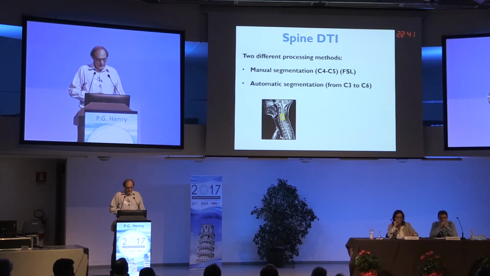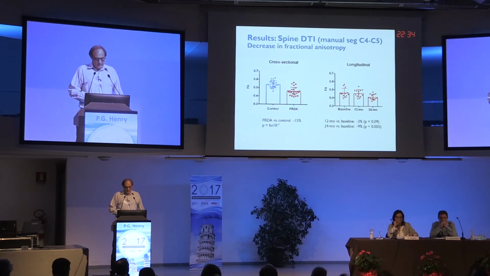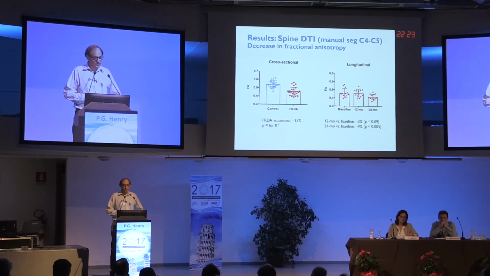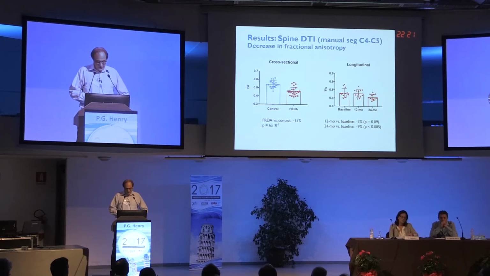Now I'm going to move to spine DTI. For spine DTI, we use two different processing methods, one manual, one automatic. These are the results for manual segmentation at C4, C5. We saw a decrease in fractional anisotropy. In cross-sectional data, it was about 15% lower in patients than in controls. And in longitudinal data over 12 and 24 months, we had a noticeable decrease that reached 9% at 24 months.